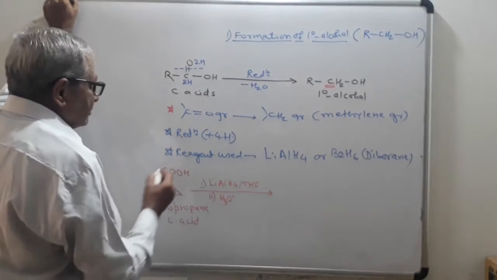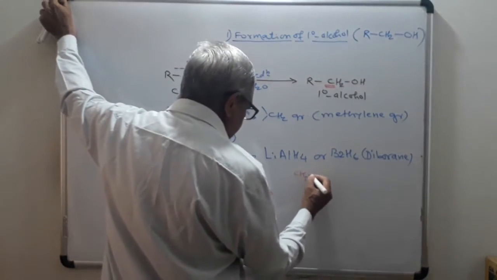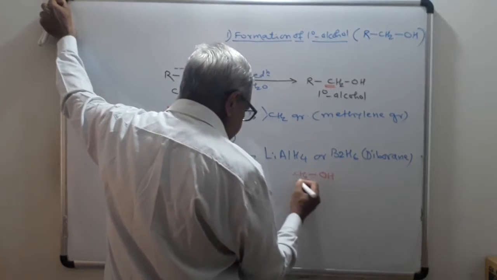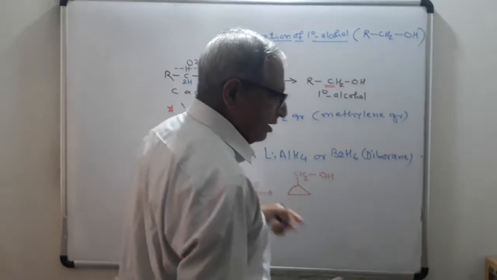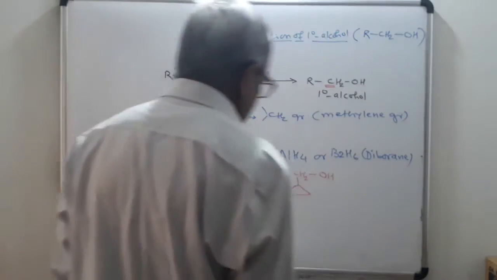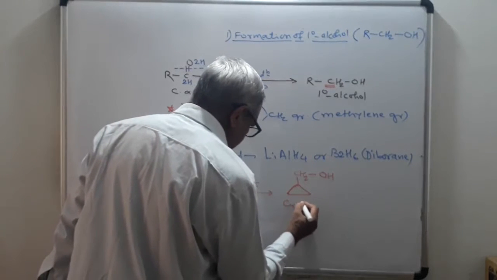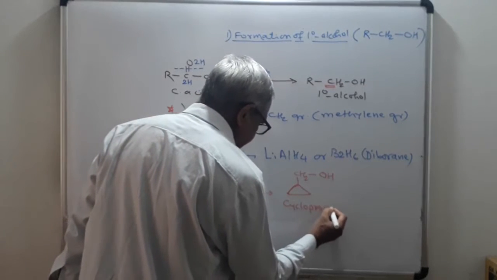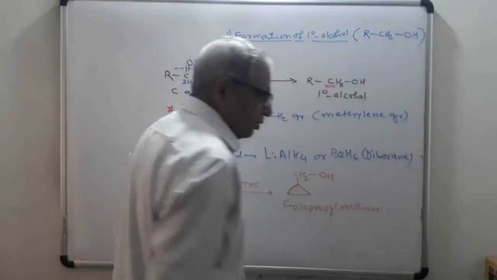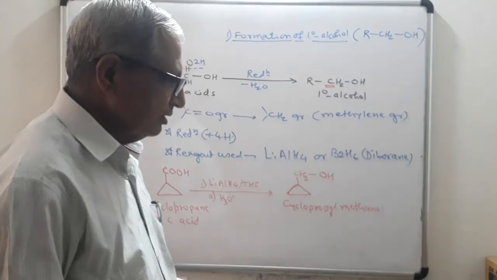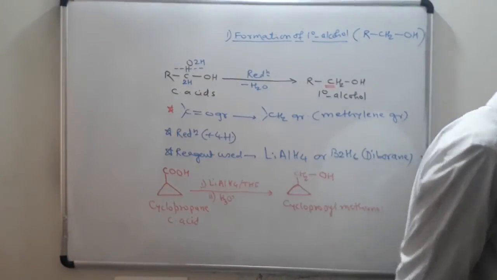See, during this reaction, this CO group will be converted to the CH2. So you will get here the CH2OH group on the ring, and this is the formula for primary alcohol. Now see, this is the cyclopropyl group, therefore it is called cyclopropyl methanol. In this way you can reduce any carboxylic acid.